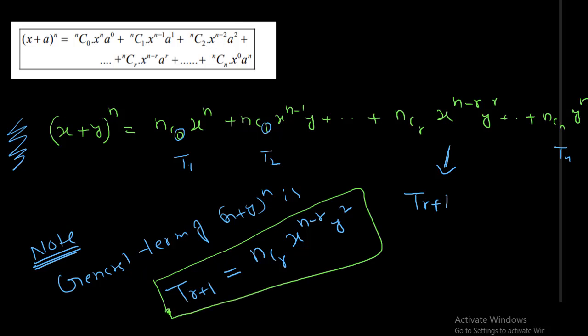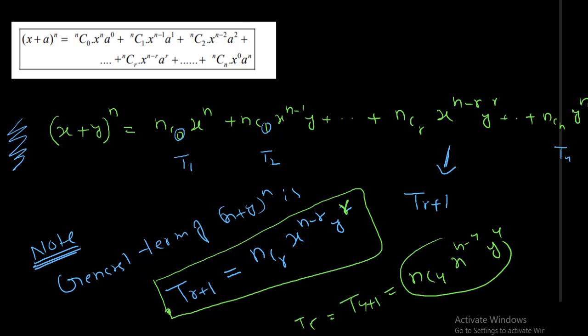With the help of the general term only, you can solve the problems. For example, you want the fifth term. What is the fifth term you want? T4 plus 1 should be written. Fifth term is T5, here T4 plus 1. Instead of r, you write 4. Instead of n, n only. So, nC4 into x power n minus 4 into y power r. Sorry, this is r, and r means 4. This is the fifth term of this expansion. With the help of this general term, you can find any term, the 10th term, 11th term or 12th term. With the help of this only, that's why this is called the general term. In general, in this expansion, that is the (r plus 1)th term, okay?